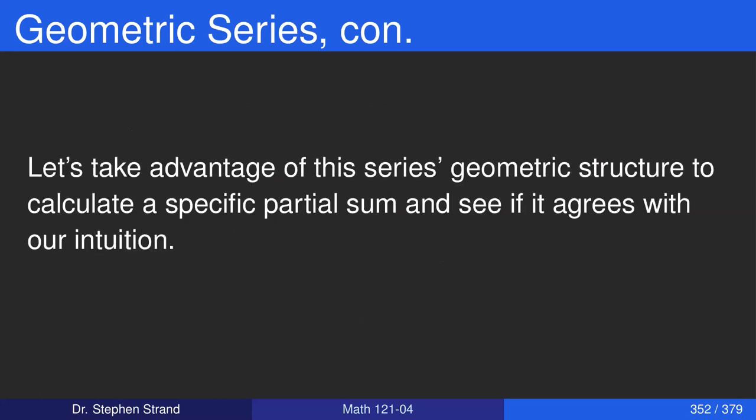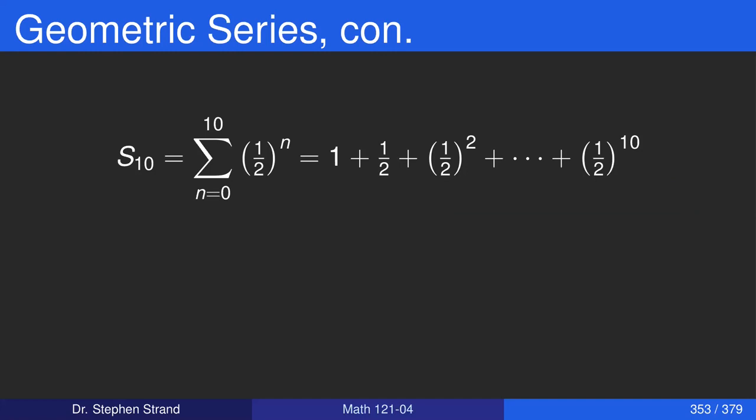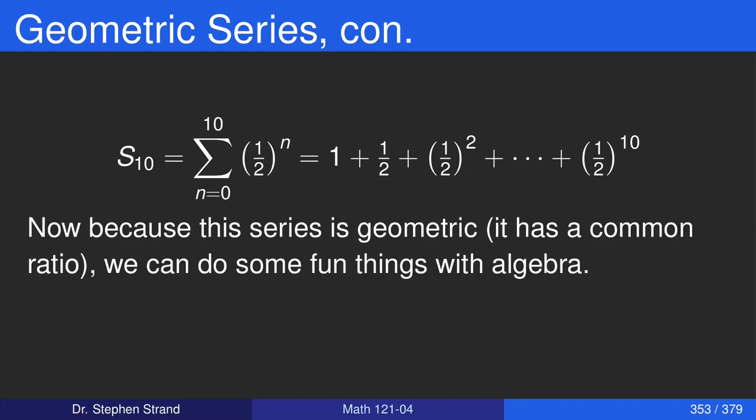And so what I want to show you is how we can take advantage of this geometric structure, this common ratio, to calculate a specific partial sum that would take a long time to try to do by hand. Okay, so in particular, we'll do one that's not too long, but still it wouldn't be fun to do by hand, because each of these fractions is going to have a different denominator, so it would be a pain. But because of the geometric structure, we can do some fun algebra things.